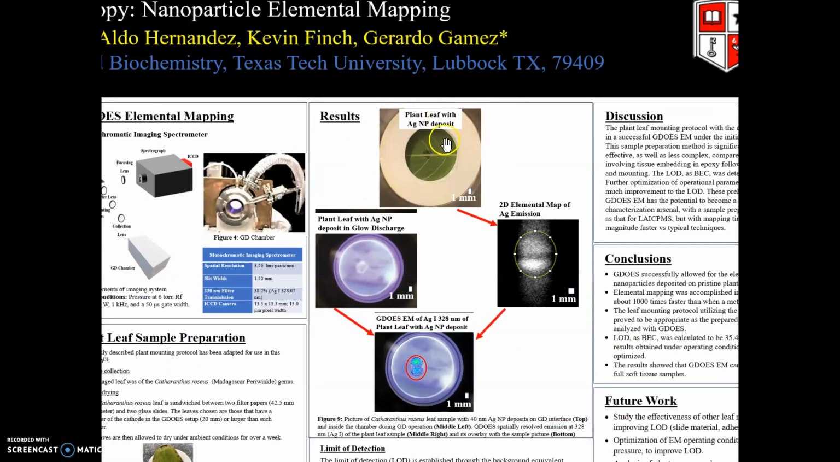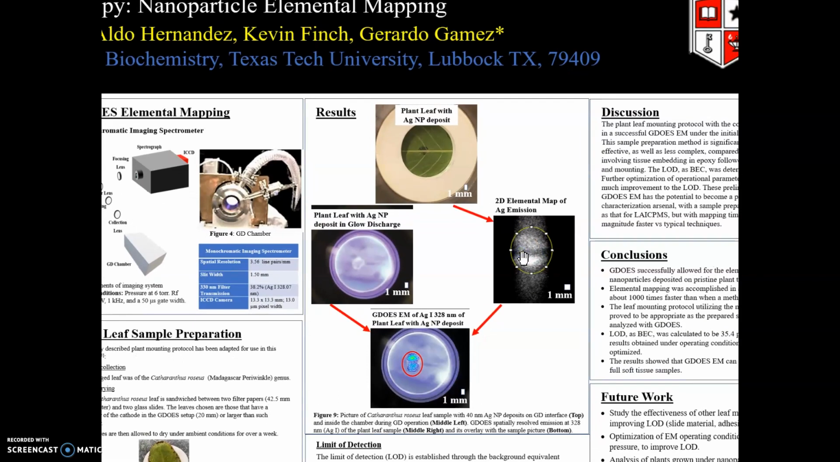Let's continue on to the results section. The top image here is of the plant leaf after a nanoparticle deposition. The image to the left of that is of the plasma formed in the glow discharge analysis of the plant leaf. A 2D elemental map of the silver emission can also be seen here. And finally, the 2D map overlaying the plasma formed is seen in the final image at the bottom.